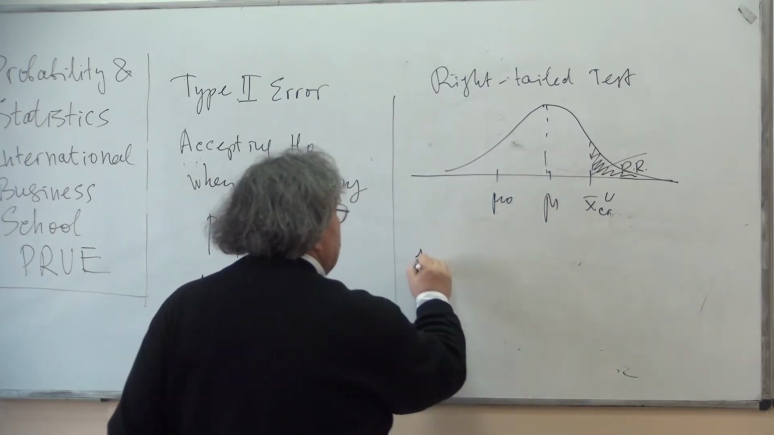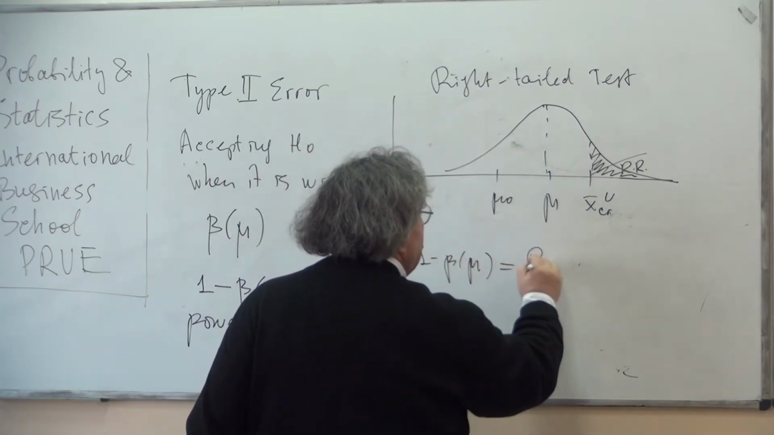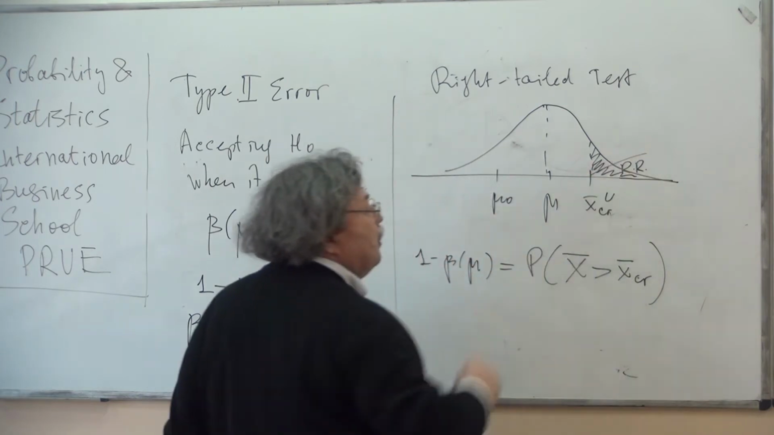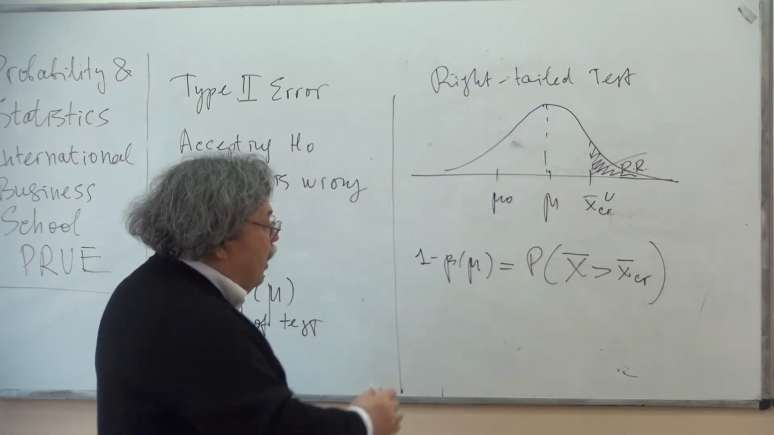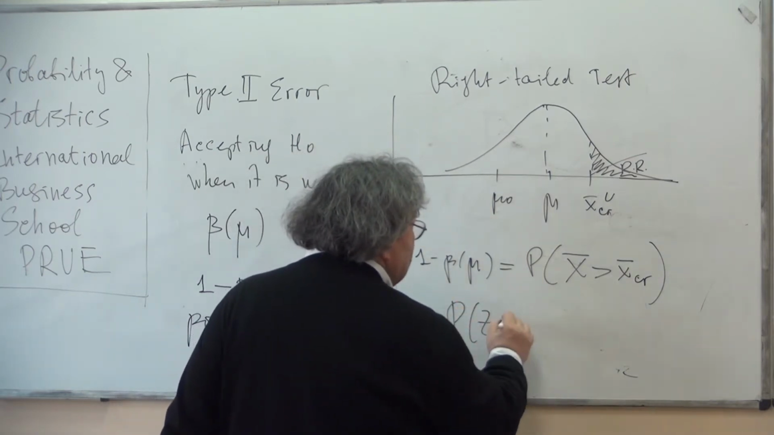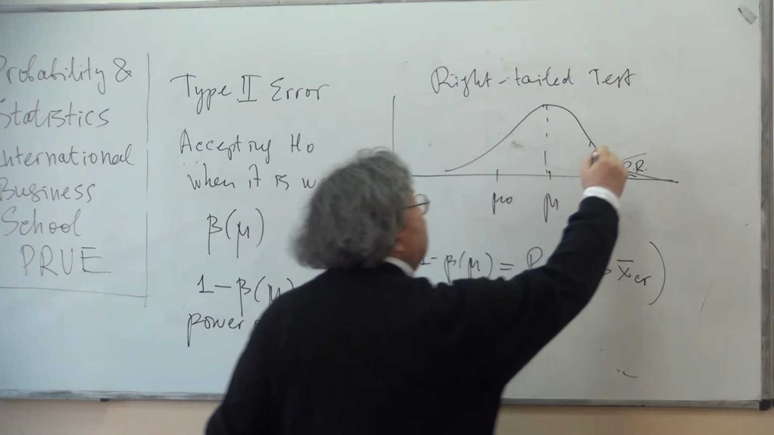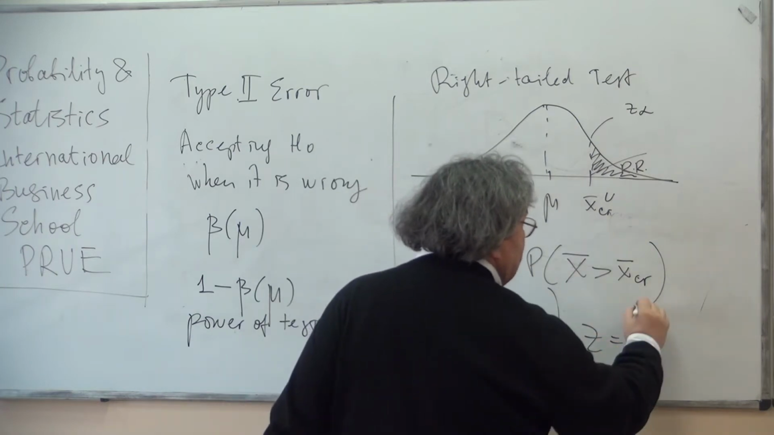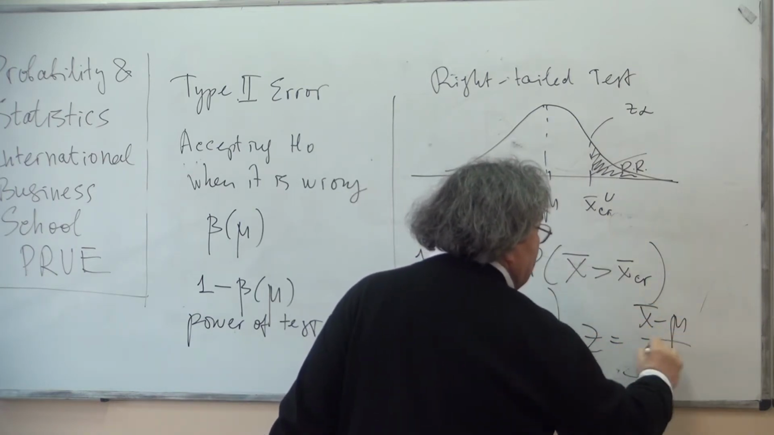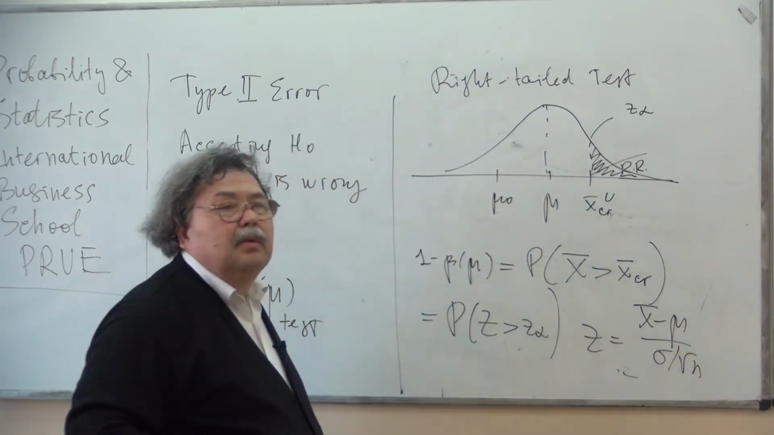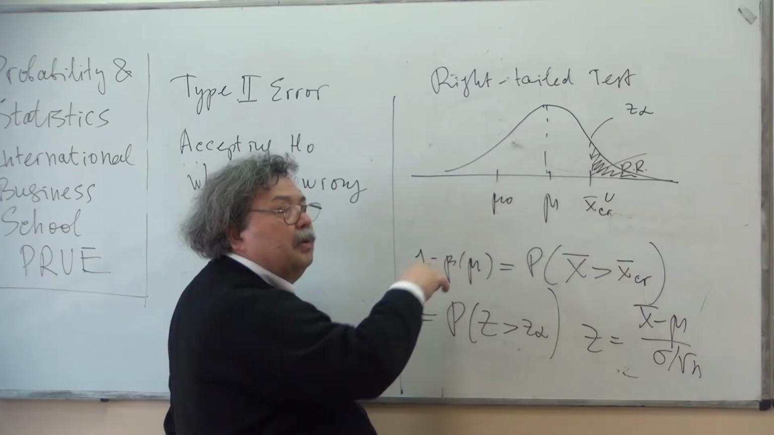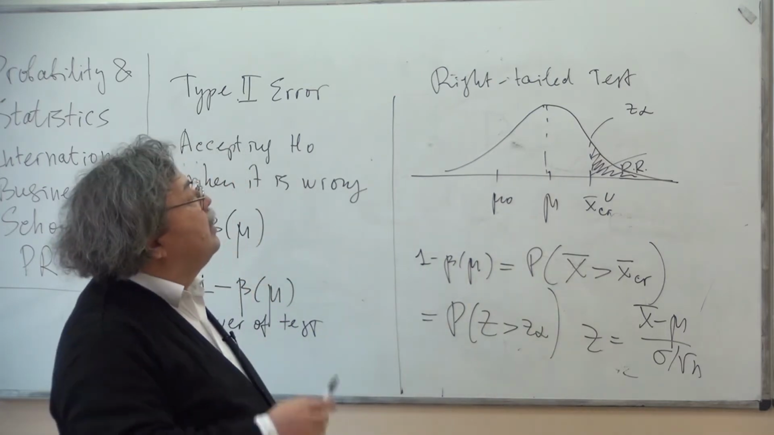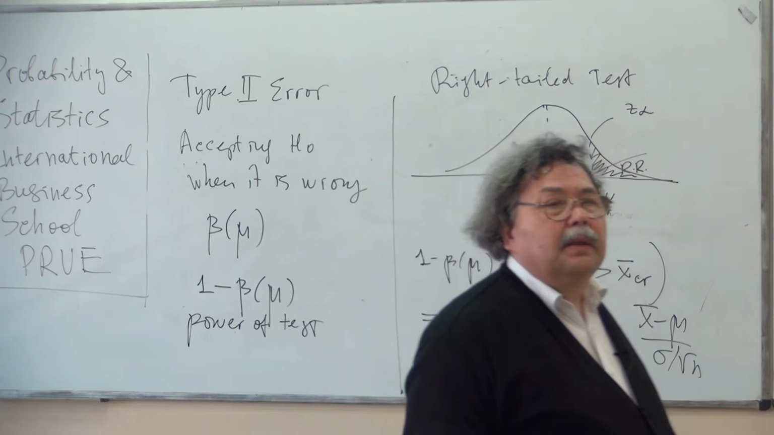So 1 minus beta of mu is equal to the probability that x bar falls to the right of the critical value. Or in terms of z, it's the probability that z falls to the right of z alpha, because this is associated with z alpha, where z is x bar minus mu over sigma over root n. Please notice that here we use mu, the actual value of mu, not mu zero. Right. So this is all we can say about the power of a test.